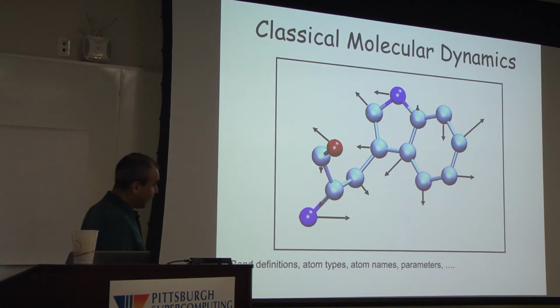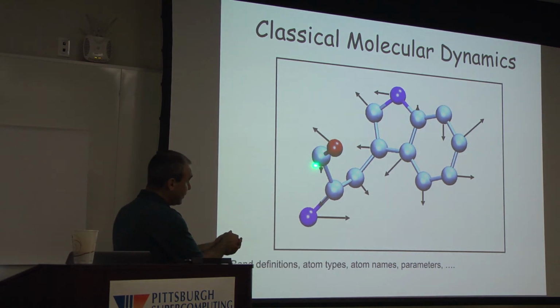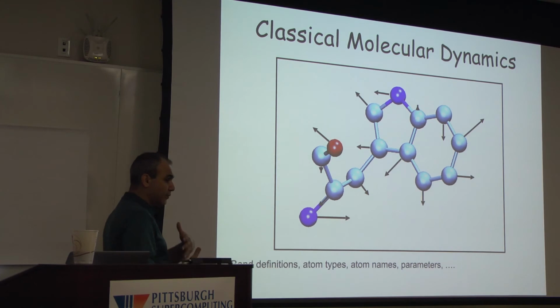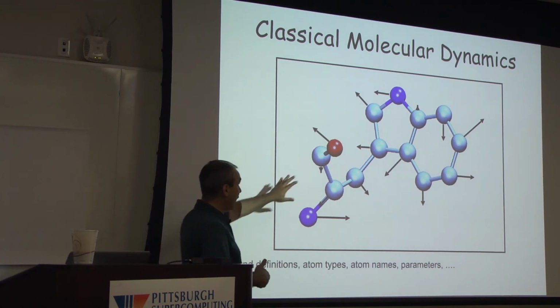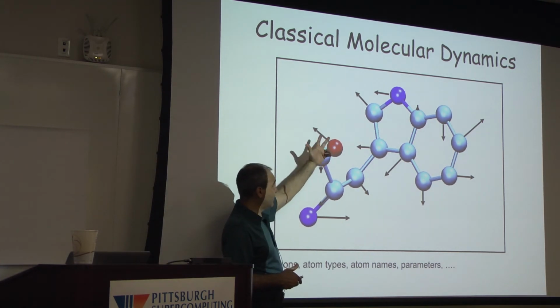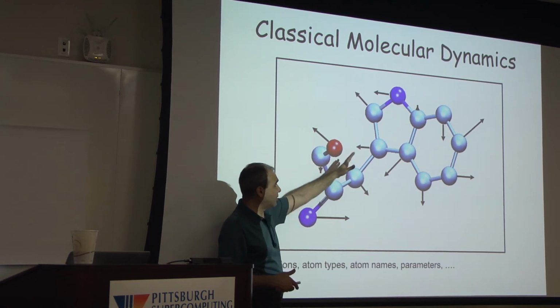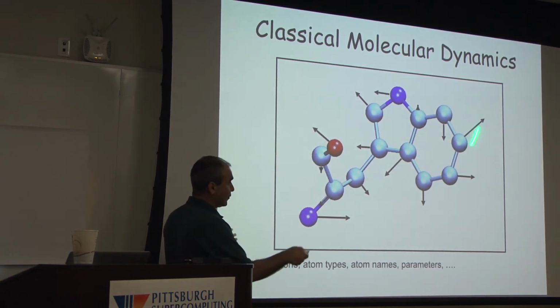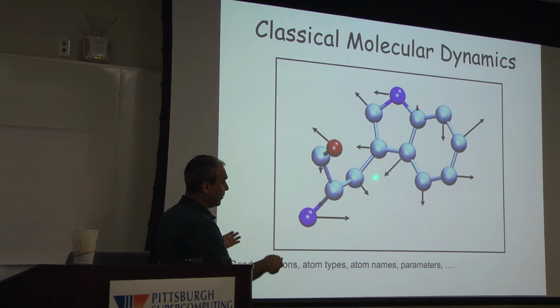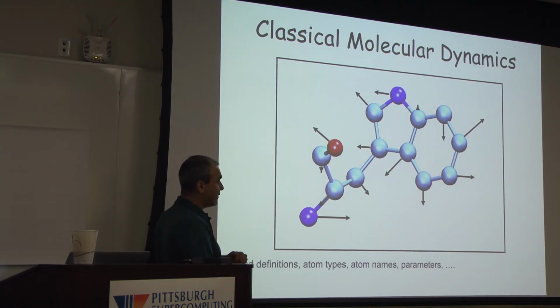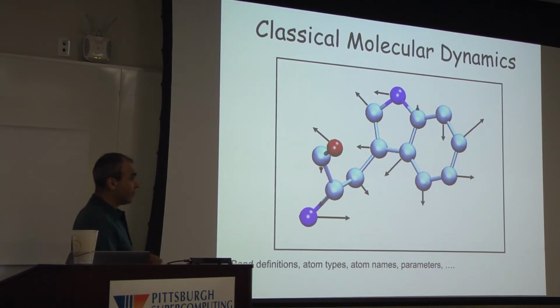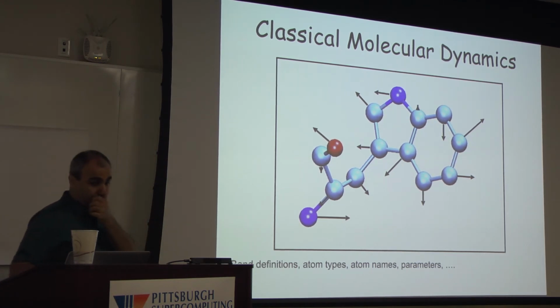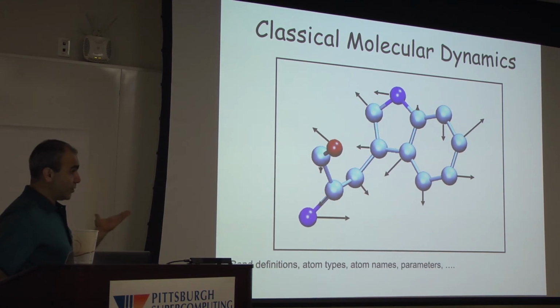So now you have to define atoms. This is carbon. Is it sp2? Is it sp3? What atom type do I need to have here? What oxygen is here? What is bonded to what? So this is the topology information. How many bonds do you have? How many bond angles? How many dihedral angles? For each of these bonded properties, you need to have some energy description, some rules.